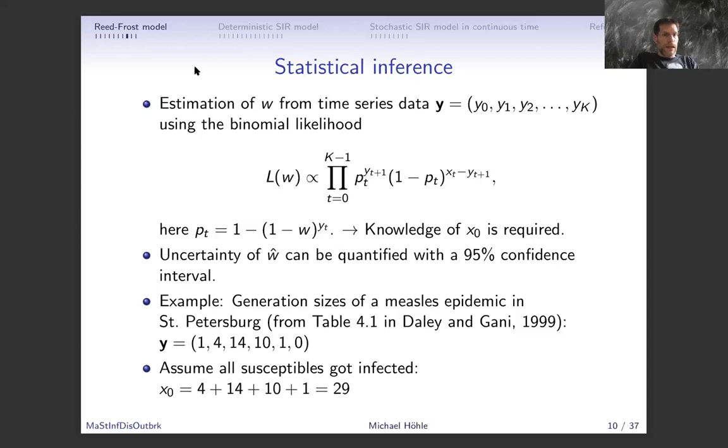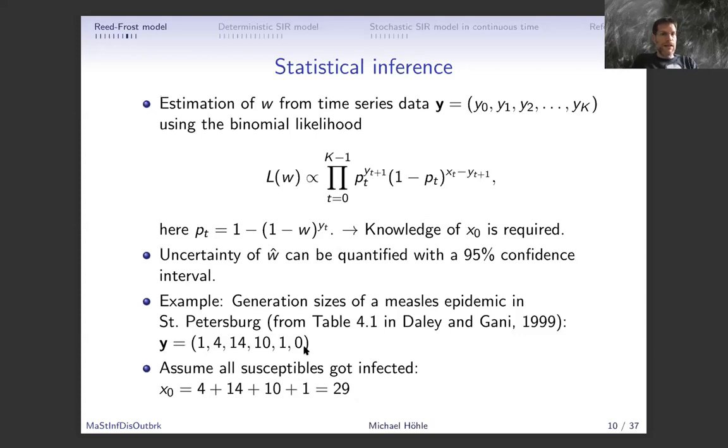And what we will assume now is that all susceptibles got infected. We don't know for sure how many it was, but let's assume it was all the susceptibles which got infected. So that would be the 4 plus 14 plus 10 plus 1, that would be 29. That's one guess at how many. Of course, the community could have been larger. We'll look at that in a while, but let's assume initially it was 29 susceptible and 1 infected.